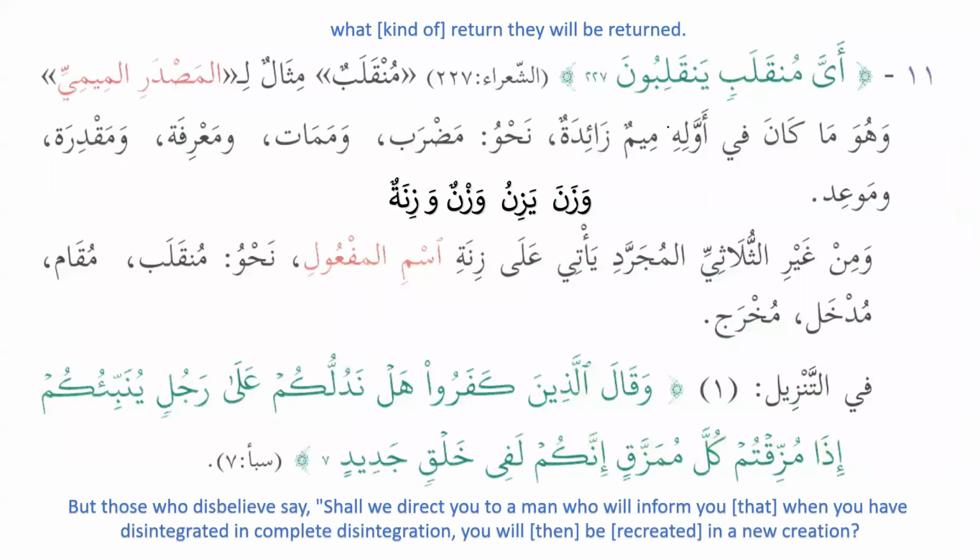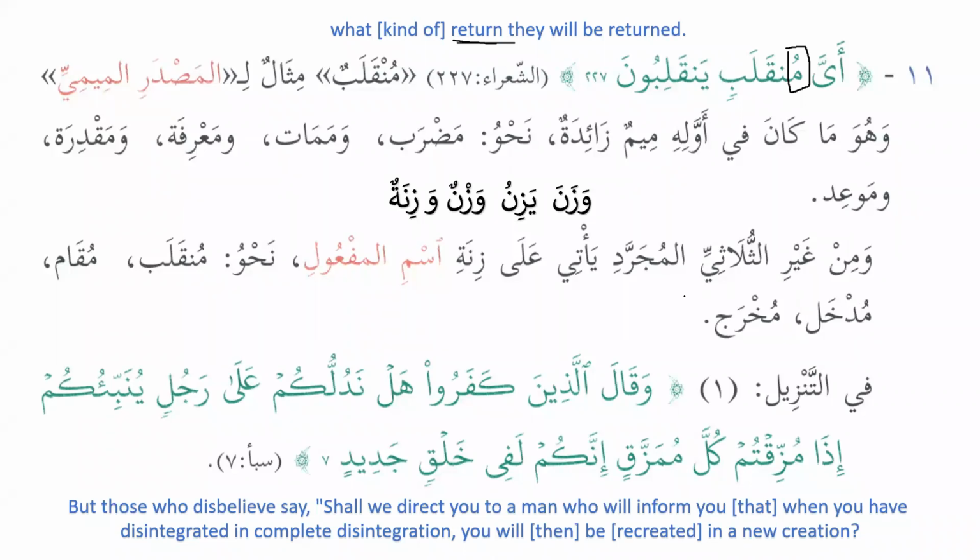Ayya munqalabin yanqalibun. So now we can see over here what kind of return they will be returned. Munqalabun mithalu li masdar al-mimi wa huwa ma kana fi awwalihi mimun za'idatun. And what is masdar al-mimi? As I have mentioned earlier, that in the beginning there is an extra meme. Nahwu madrabun wa mamatun wa ma'rifatun wa maqdiratun, and similarly wa maw'idun. So all of these we can see that they are masdar al-mimi. That means they start with meme.